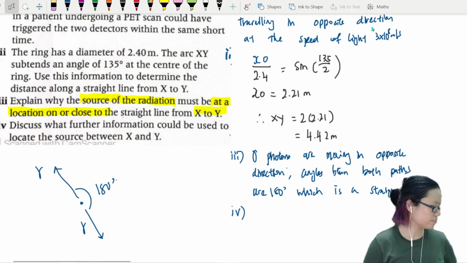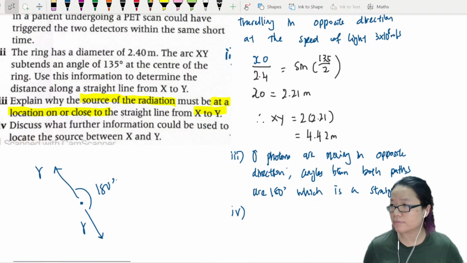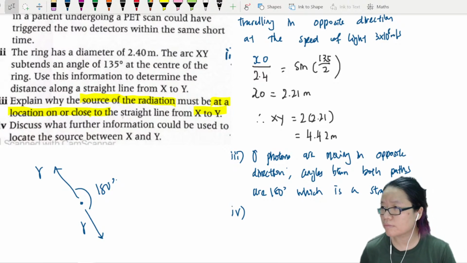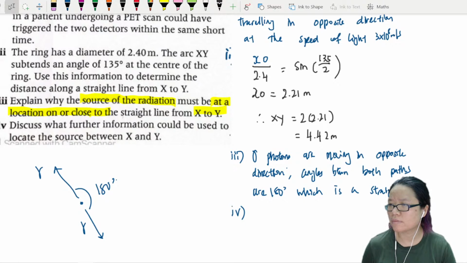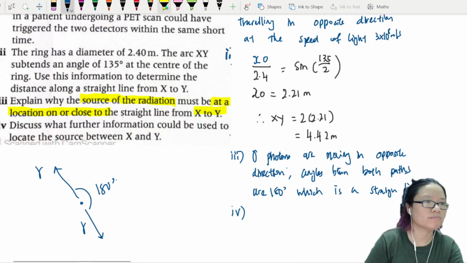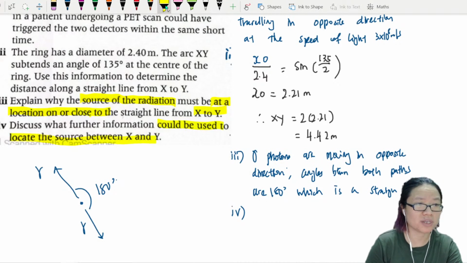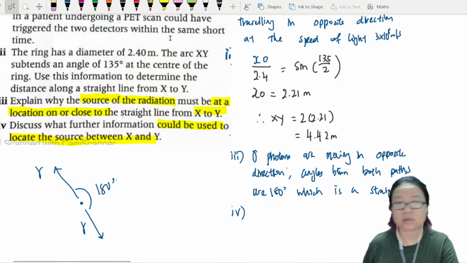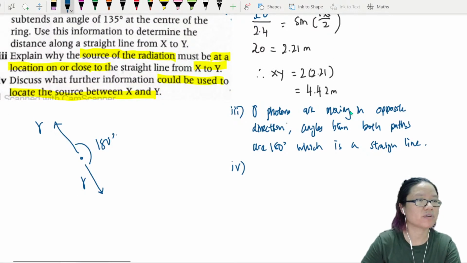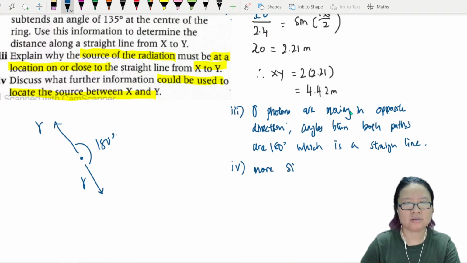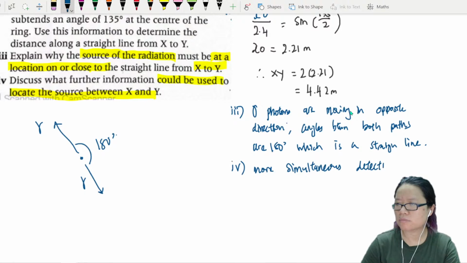Part 4. Discuss what further information could be used to locate the source between X and Y. One line is not enough. We need several lines. So I will say something along the lines where we will have more simultaneous detection of gamma photons.